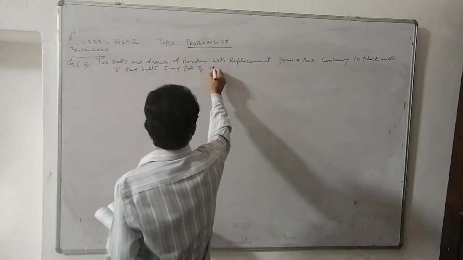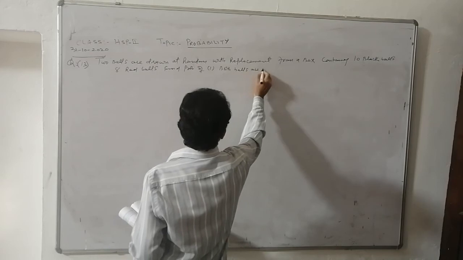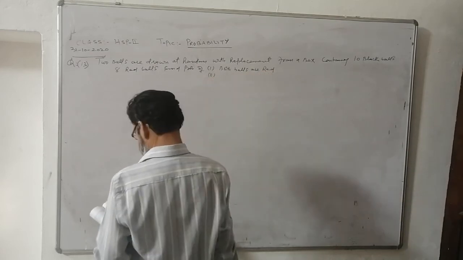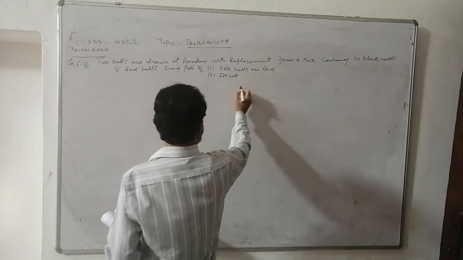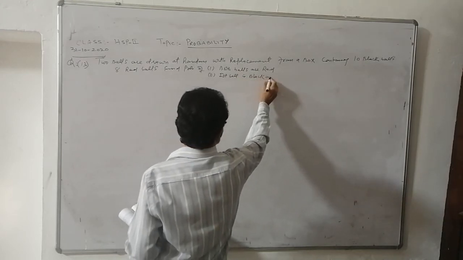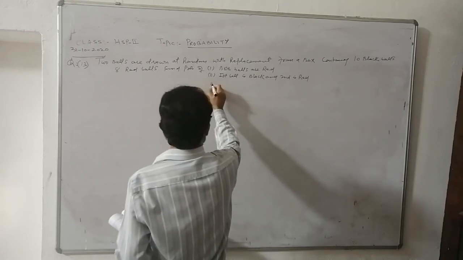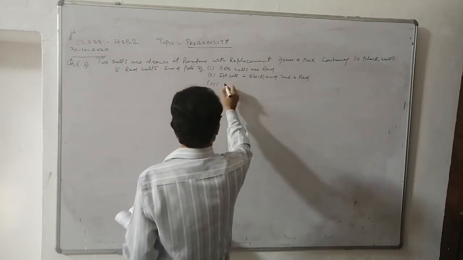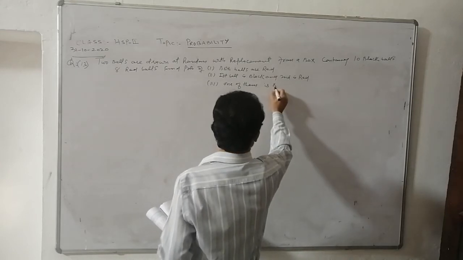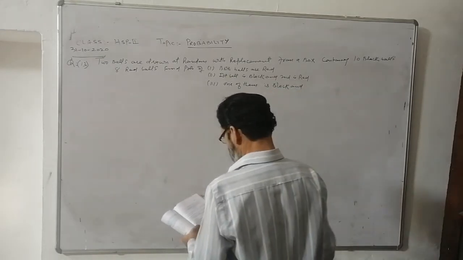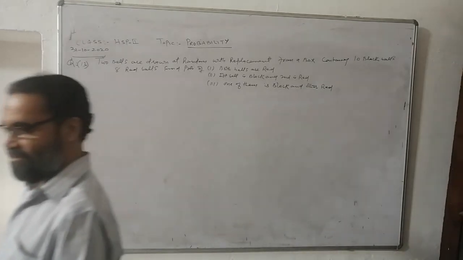number 1, both balls are red. Number 2, first ball is black and the second red, and the third part says one of them is black and the other red. So this is question number 13.